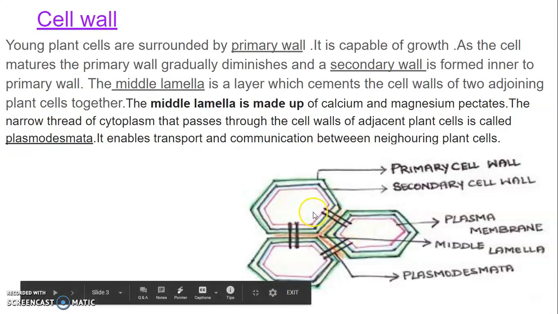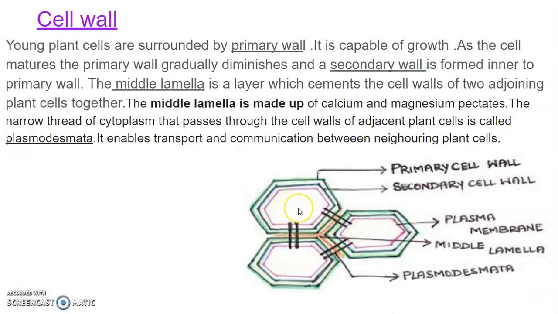Children, let's look at the diagram. Here we can see three neighboring plant cells shown in the figure. Now here you can see a green color outer part, the outer cover. It is actually the primary cell wall. Inner to primary cell wall is the secondary wall or the secondary cell wall. Inner to secondary cell wall, we can see the plasma membrane.